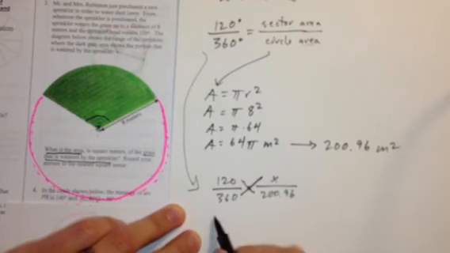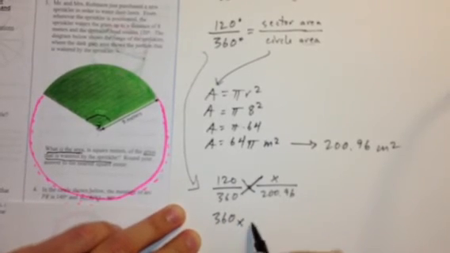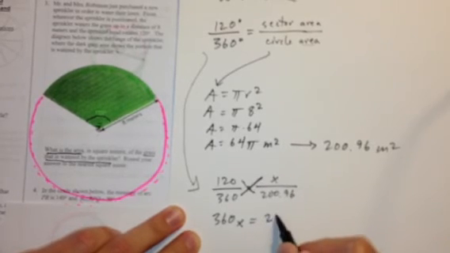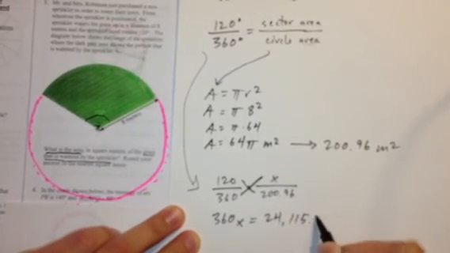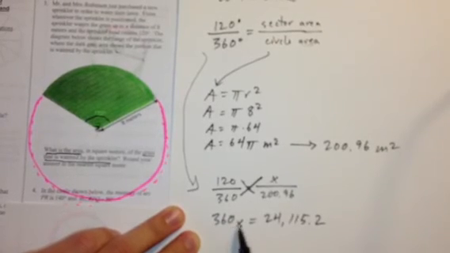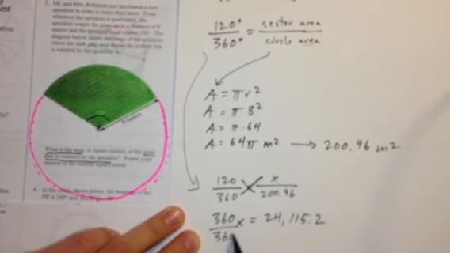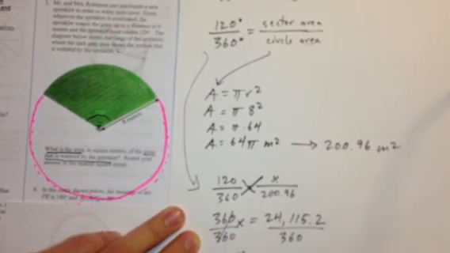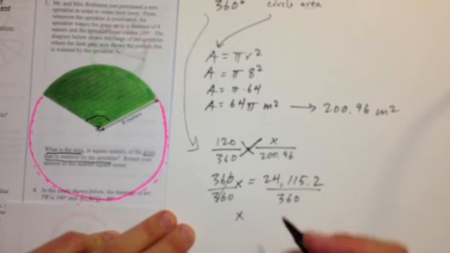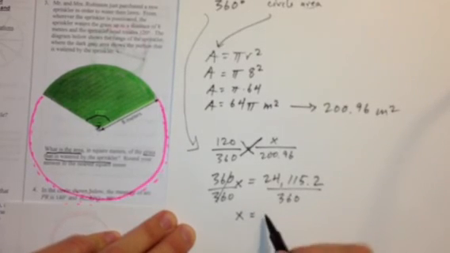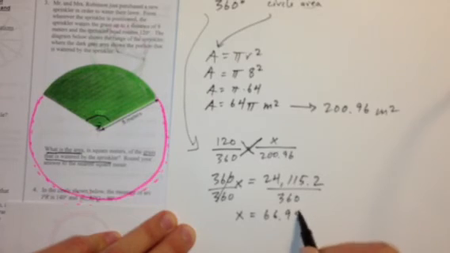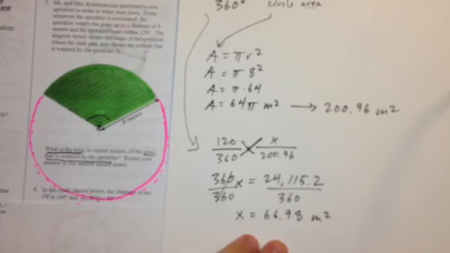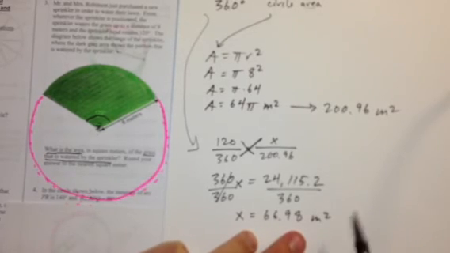So 360 times x is 360x. 120 times 200.96 equals 24,115.2. Again, we're trying to solve for x, so we're going to divide by 360, divide by 360. So we get x equals 66.98 square meters. So the area of the sector is 66.98 square meters.